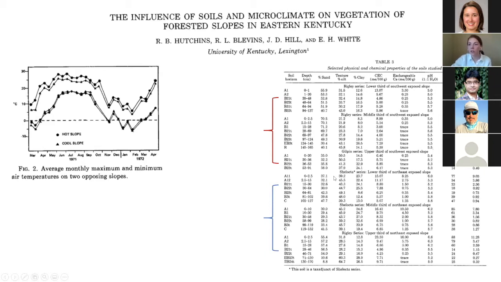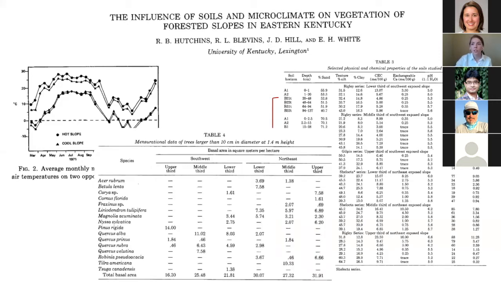Within each of these slope aspects, they've divided it by topographic position. So here we have the upper third, middle third, and lower third. And so they're seeing how different soil properties, like texture or pH, change in relation to these terrain elements. The last component of this study I want to point out is vegetation distributions.